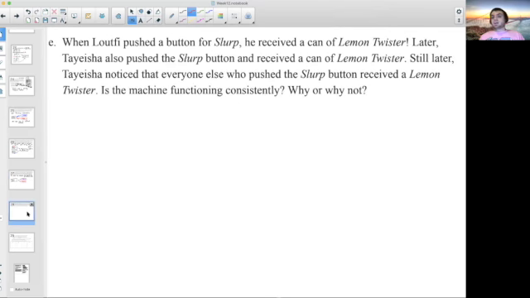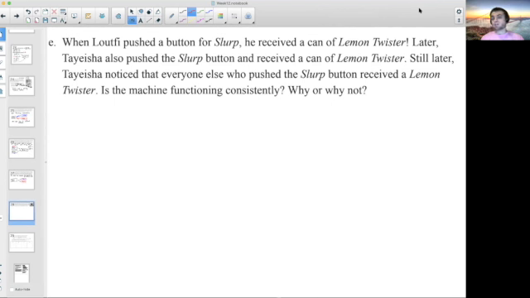All right, last scenario, we have Lutfi and Taisha. So when Lutfi pressed the button for Slurp, he received a can of Twister. Okay. Now Taisha presses the button for Slurp. She gets a can of lemon Twister, and she notices that everyone who pushed the Slurp always receives that can of lemon Twister. Here's the question. Is the machine functioning consistently?